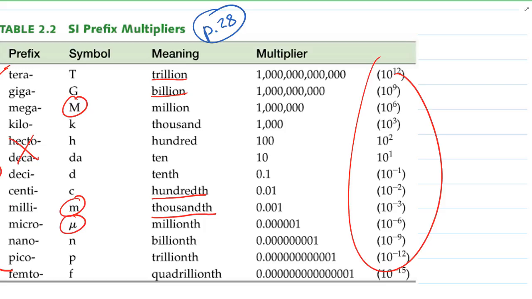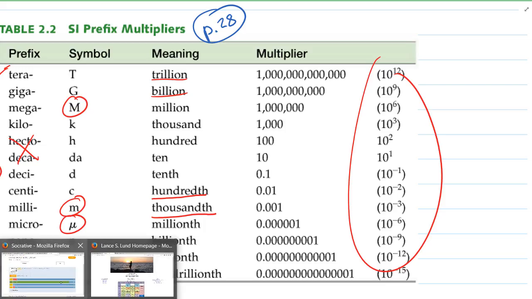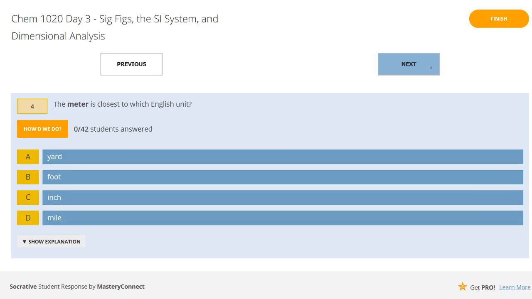I am interested to know actually how well we know some of these values and how they compare to their English units. So if we look at this meter right here, we want some approximation. Talk to neighbor, that's okay. What do you think this is closest to in terms of English units? What do you think this is closest to in English units?